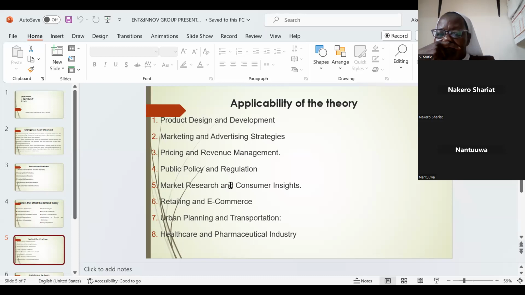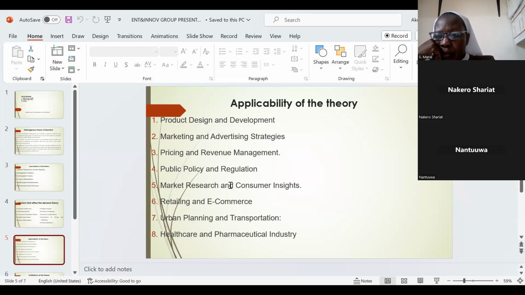Heterogeneous demand theory informs marketing and advertising strategies aimed at reaching specific consumer segments. Marketers can tailor promotional messages, advertising channels, and branding approaches to resonate with the preferences and values of different target audiences. Segmentation helps marketers identify lucrative market segments and allocate resources efficiently.